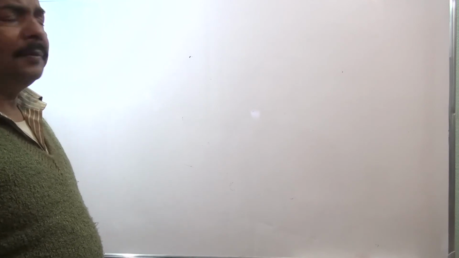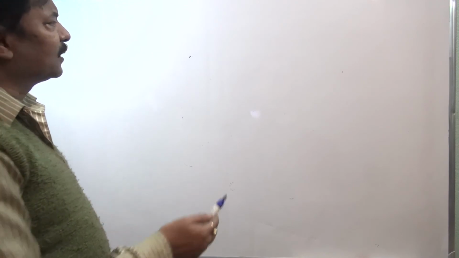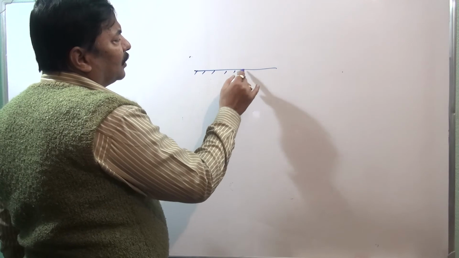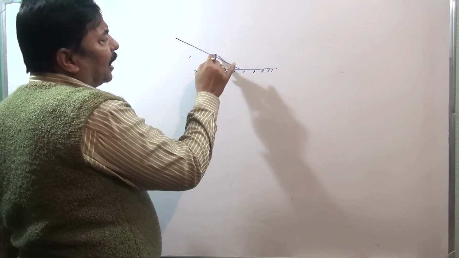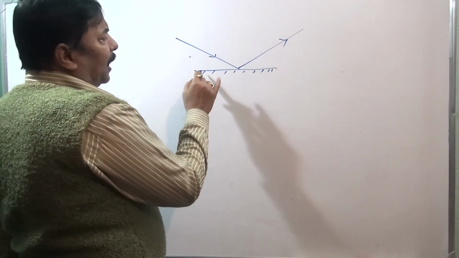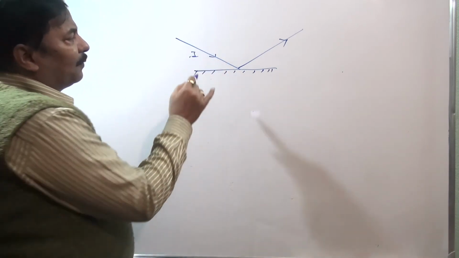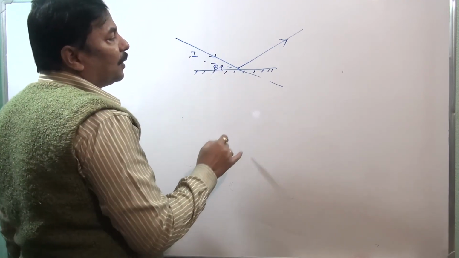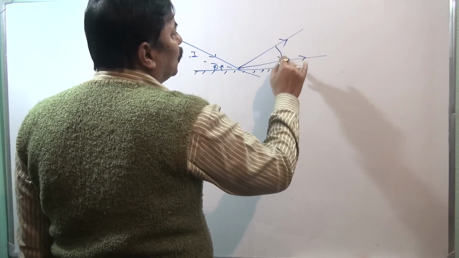Now one small portion is left that we should also consider in this discussion, that is rotation of plane mirror. See carefully, if the plane mirror is kept here, and this is the incident ray and this is the reflected ray. If the incident ray is kept constant and if the plane mirror is rotated by an angle theta, suppose in this way, then this reflected ray will rotate by an angle 2 theta.